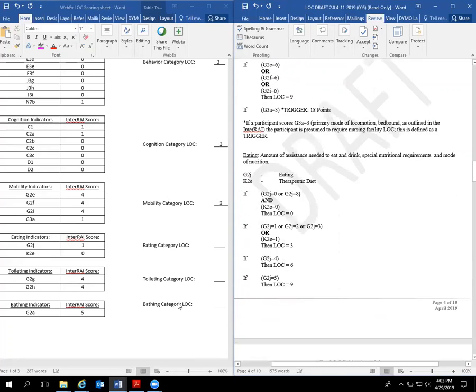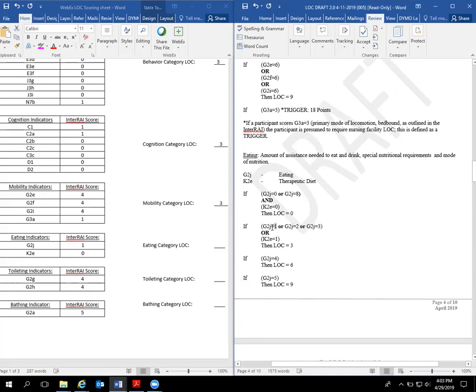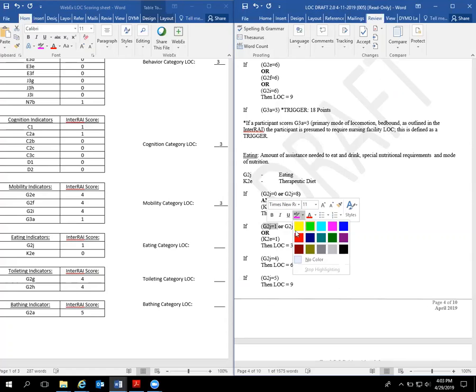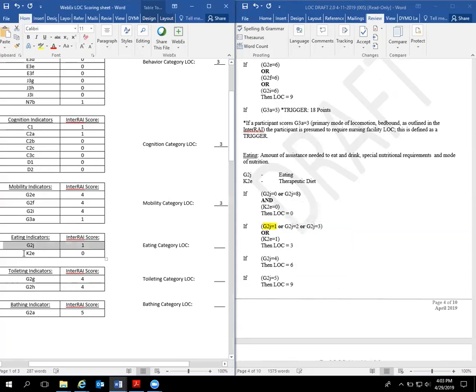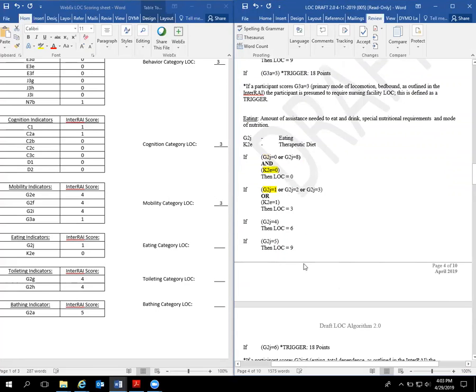Eating has 2 indicators. On the participant's enter-I, their G2J was coded as a 1, so we will highlight G2J equals 1. And their K2E indicator was coded as a 0, so we will highlight K2E equals 0. So we can see that the participant does not meet the criteria for a trigger because G2J equals 6 is not highlighted, so it was not on the worksheet, which means it was not on the enter-I.